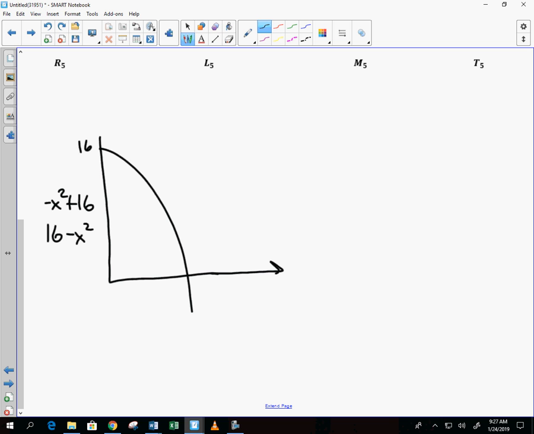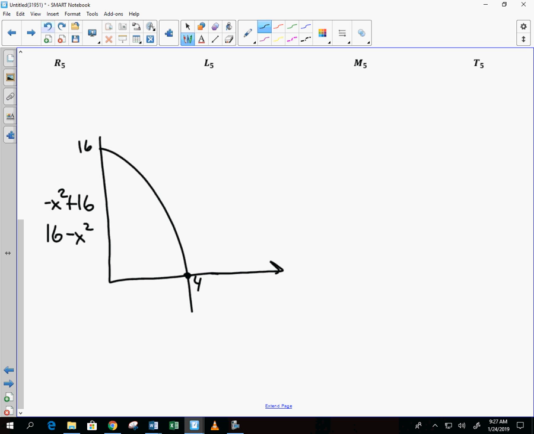Or 16 minus x squared. And I want to find the area, it says, in the first quadrant. I want to find this area here. Anybody know what this spot is? It's 4. How do you know that? Yeah, you solved, that's where it's equal to 0.